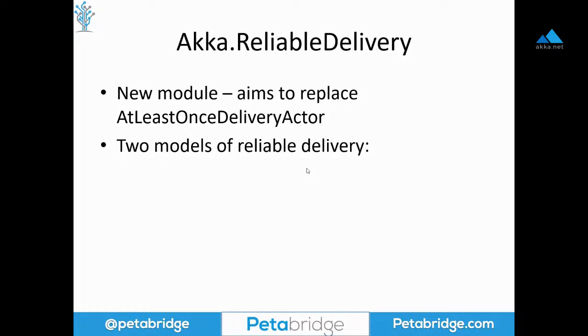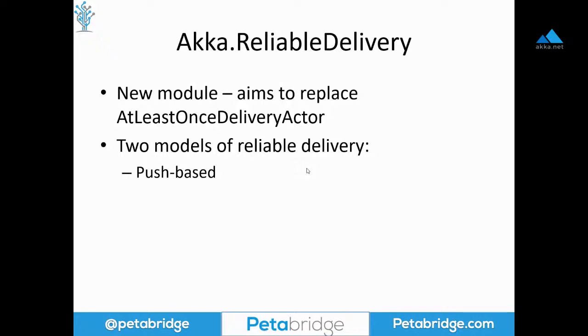So the Akka.ReliableDelivery package is going to replace the at-least-once delivery actor, and we're going to introduce two models of reliable delivery. The first is a push-based model, similar to what the at-least-once delivery actor did, but it's going to work a little bit differently. Every single consumer of events from this push-based system is going to subscribe to a stream of events that are pushed into it by the publisher, and those events will be maintained in a queue for that recipient in order.